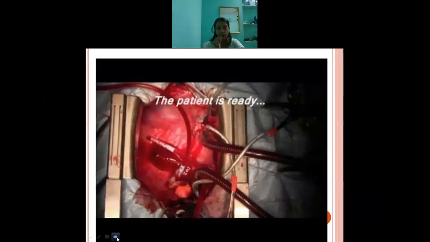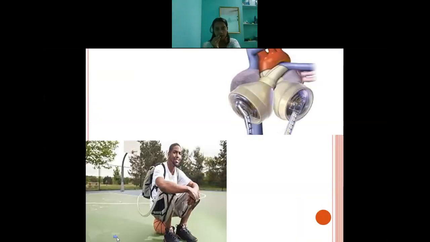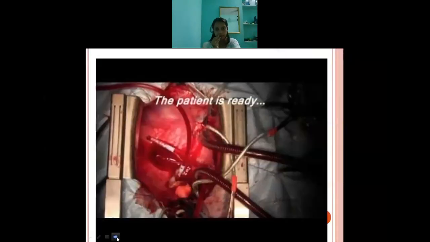Then the next type is heterotopic heart transplant. Heterotopic heart transplant means you keep the damaged heart parallel to the donor heart. There are certain conditions where you need not remove the heart; they will keep the damaged heart and they will keep the donor heart also, parallel to each other. That is called a heterotopic heart transplant.